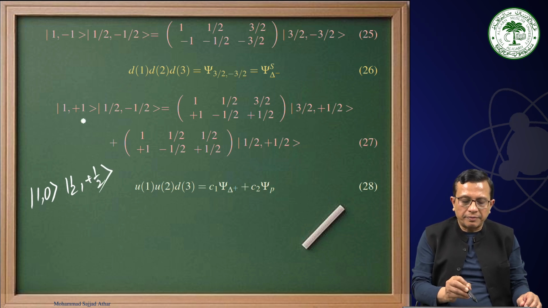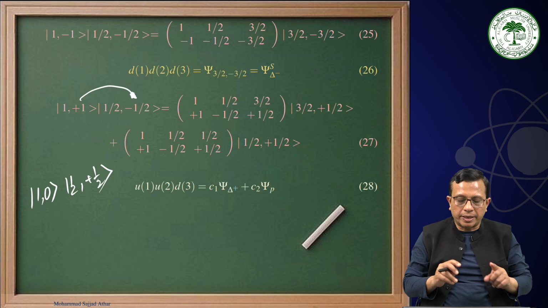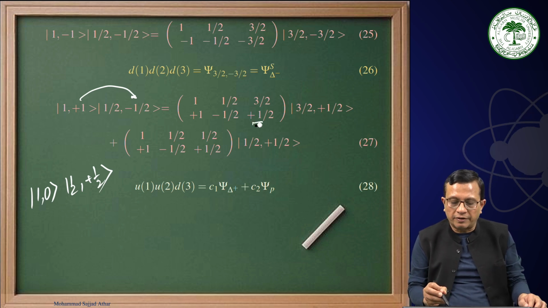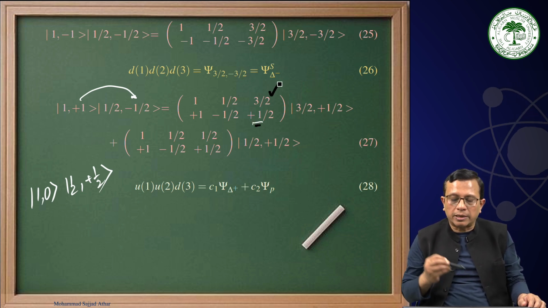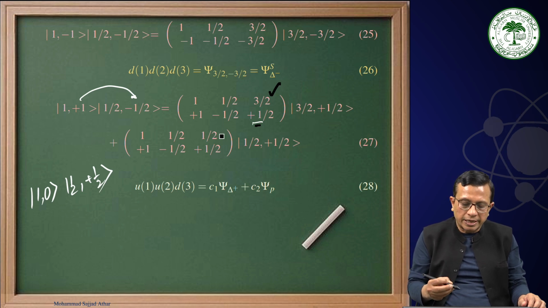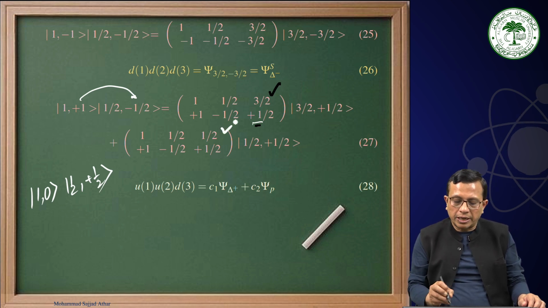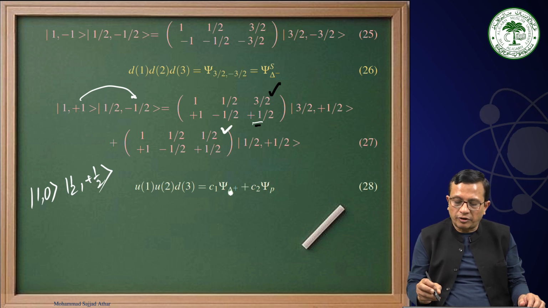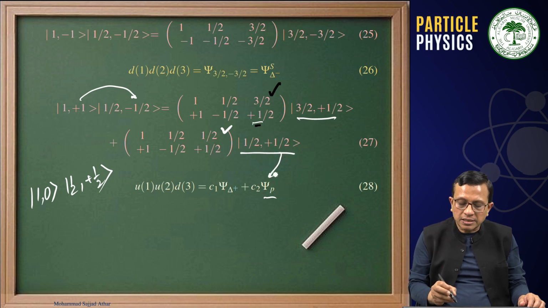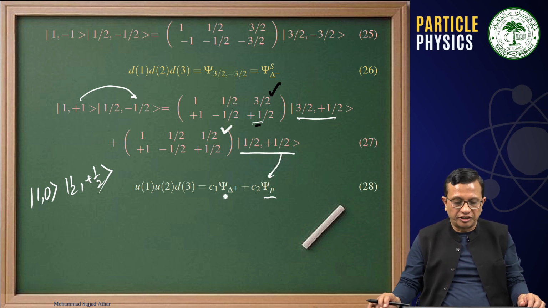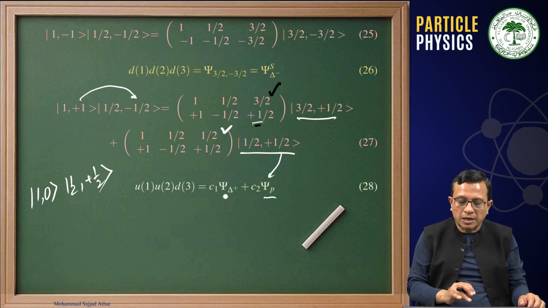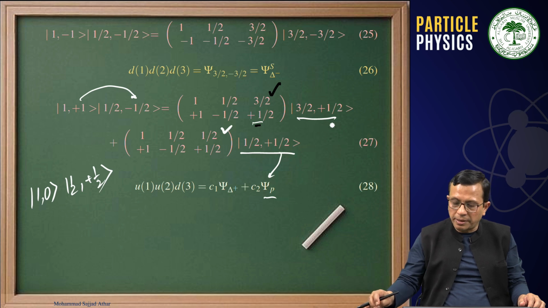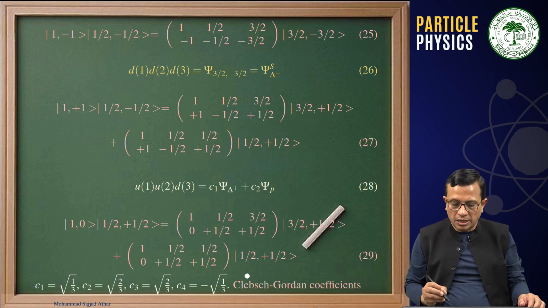What we will see is that when we combine +1 with -half, algebraic sum, this will give me +half. This +half projection, I am telling you, can come from 3/2 as well as from half. Therefore, we are getting 2 terms, one for the delta plus and another for the proton, and this C1 and C2 are the Clebsch-Gordan coefficients. Similarly, with 1, 0 and half, +half, we will get 2 terms, one with 3/2, +half and another with half, +half.